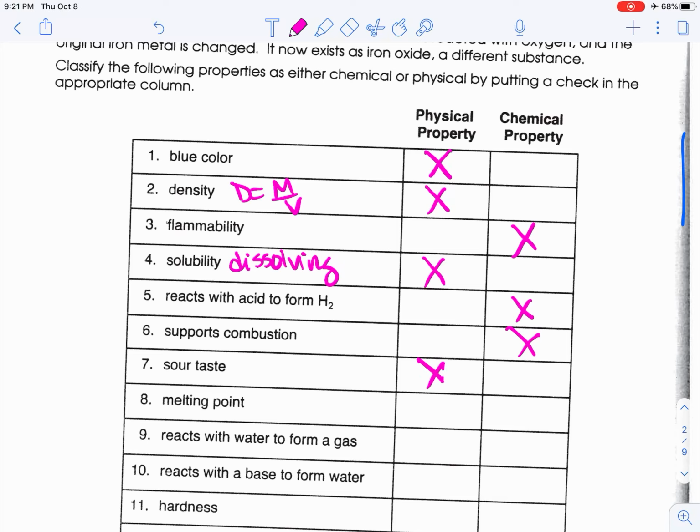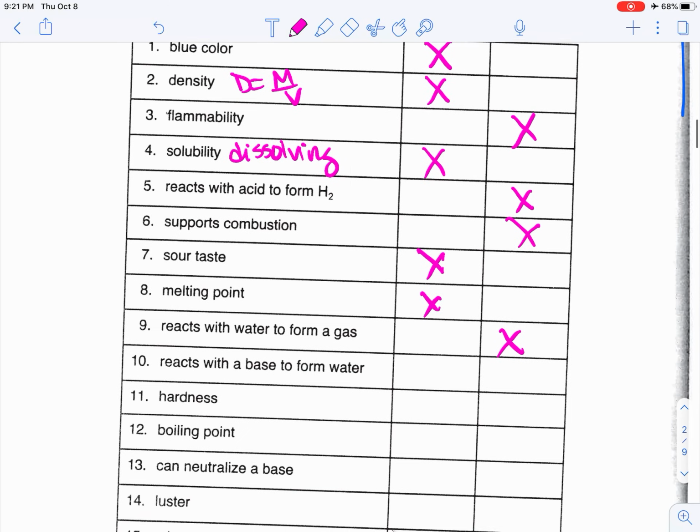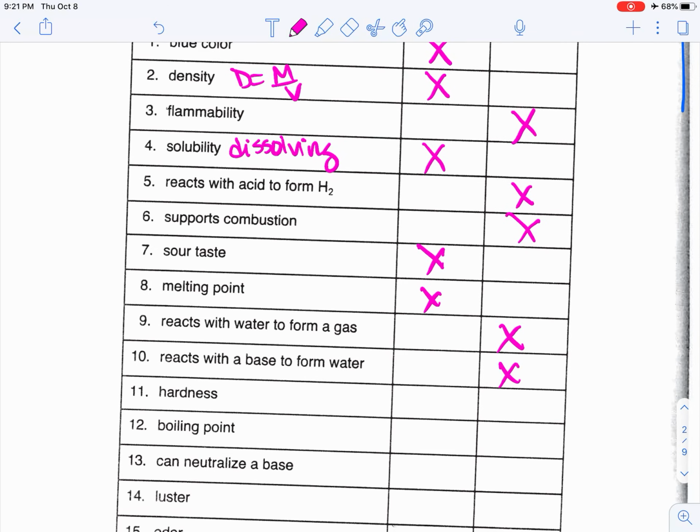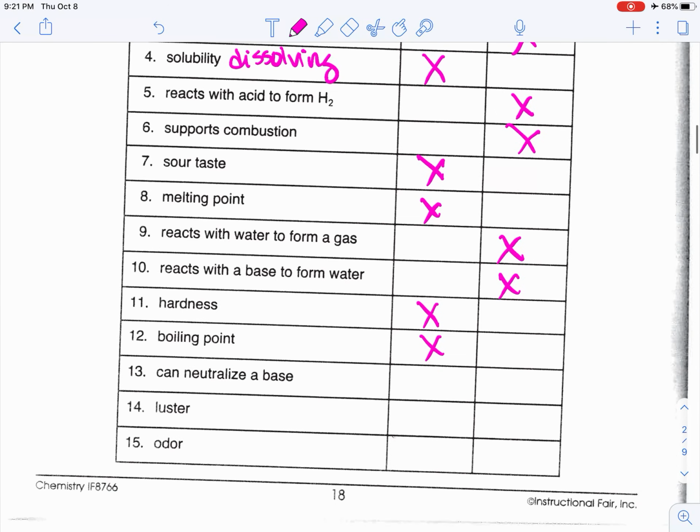Melting point is something that we can measure. Reacts with water to form a gas. It's chemical. Reacts with a base to form water. Again, it reacts. Hardness, that is something that we can observe. Boiling point is something that we can measure. Neutralization of a base, that's a chemical. Luster or shininess, that's something we can observe. And odor is something we can observe.